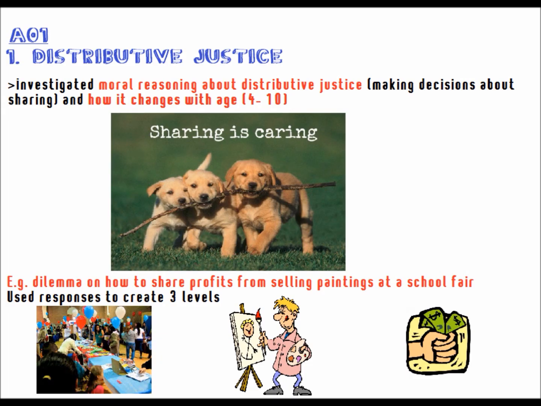Damon, distributive justice. Damon investigated moral reasoning about distributive justice, which is making decisions about sharing and how it changes with age, from ages 4 to 10 years. The example he used was a dilemma on how to share the profits from selling paintings at a school fair, and he used the responses to create 3 levels.